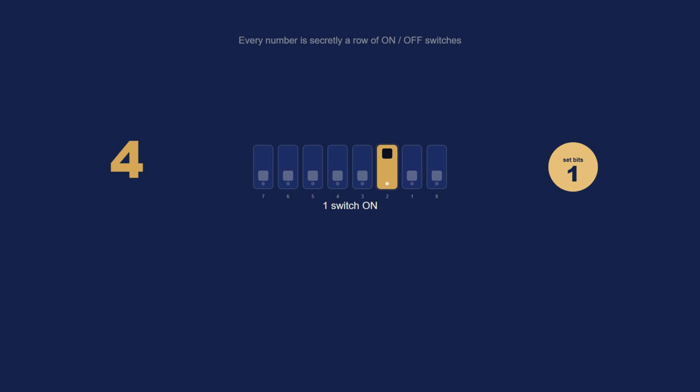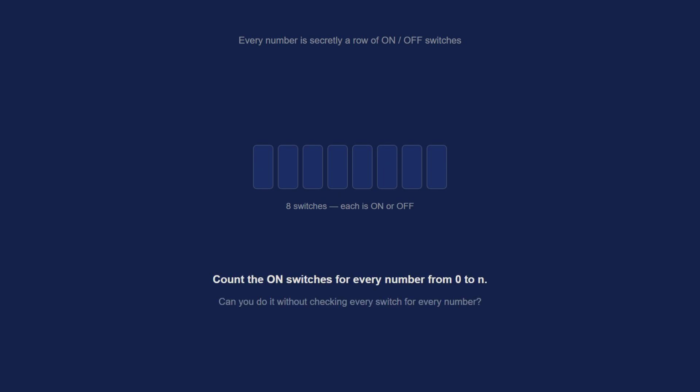Now imagine someone hands you every number from 0 to n and says, count how many on switches each one has and give me a list. Simple enough. But here's the challenge. Can you build that list without manually checking every switch for every number? Because there's a pattern hiding in plain sight. A shortcut so clean that the entire solution fits in 3 lines.